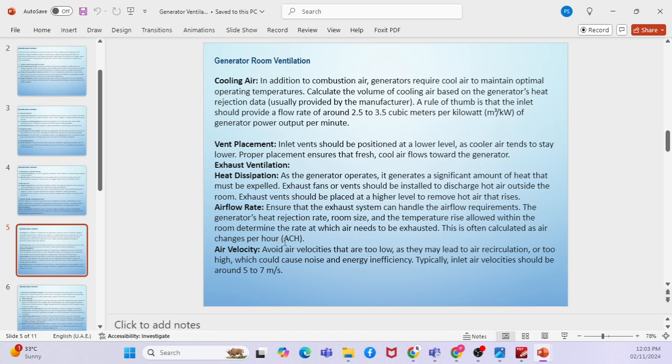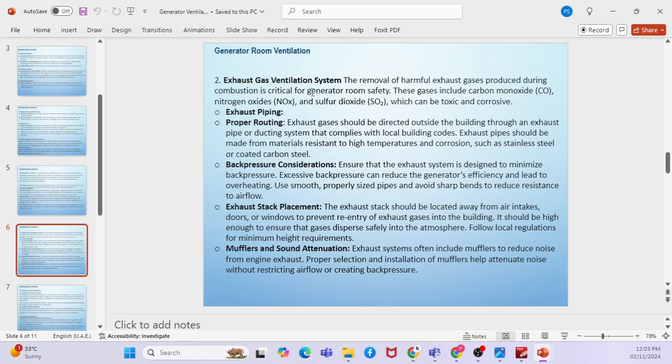You have different methods to calculate exhaust ventilation flow. Either you can calculate based on the air change per hour method. There are different methods. Then exhaust gas ventilation needs proper routing, back pressure consideration, and exhaust stack placement. Whenever you have flue gas, it should be properly kept outside, for the exhaust stack placement, so that it will not disturb any of your neighbors. Whatever smoke there is, it will be discharged to the atmosphere directly. So that is proper exhaust stack placement. Then muffler and sound attenuation for sound attenuation purposes.